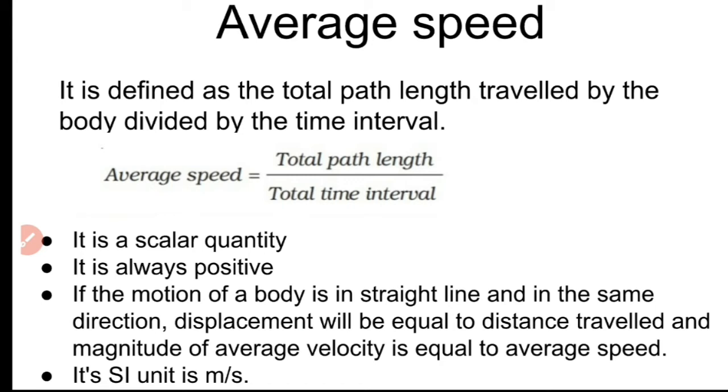And what is the SI unit of average speed? It is the same as that of average velocity, that is meter per second. When we find the dimensional expression of average speed and average velocity, we can see that both have the same dimensional expression, that is L T raised to minus 1.